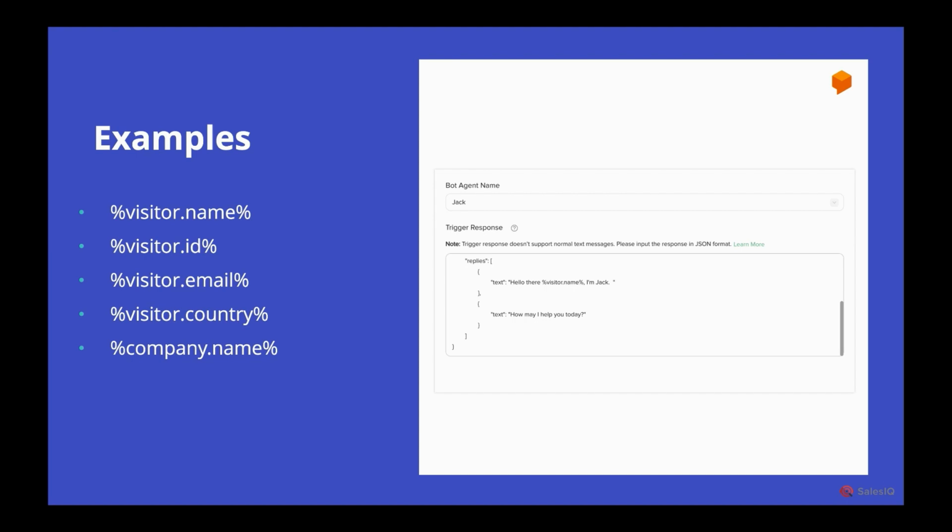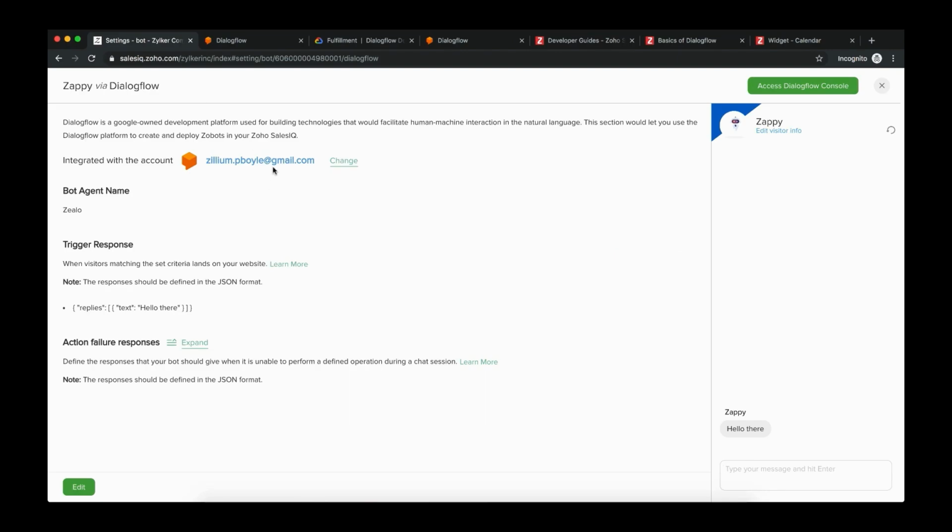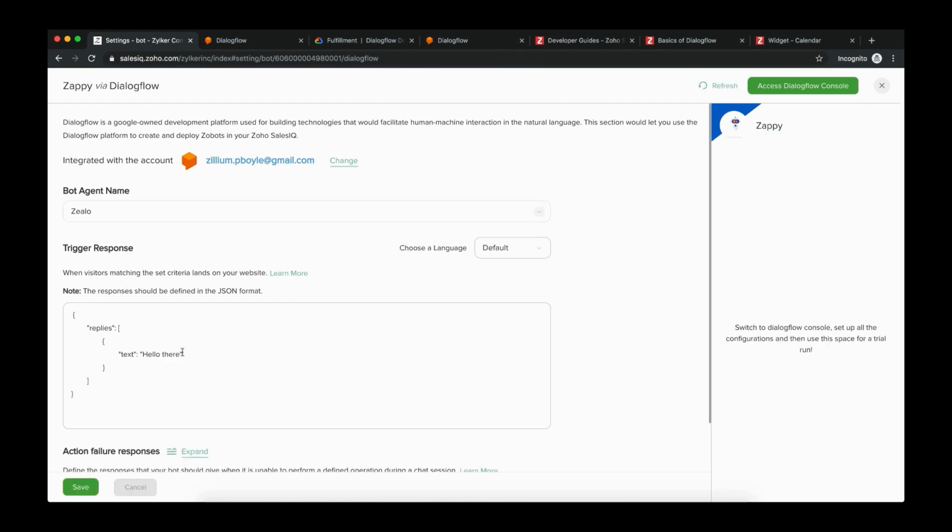Let's go back to our portal. So I'll show you how to set up dynamic responses inside your trigger message. So I'm going to go ahead and click on Edit. So here is my trigger response. All right, so I have a plain text response configured here. So I'm going to add some dynamic text to this to spice it up a little bit.